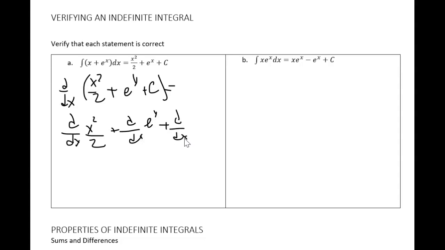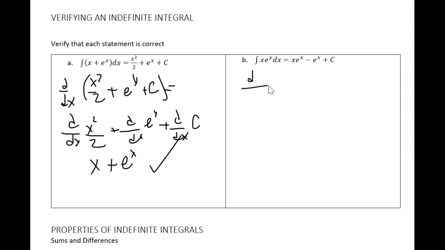d/dx of c, and we're going to bring down that 2. The 2's will cancel. We're left with x plus the derivative of e, which is e, and the derivative of c is 0. So it turns out that this one works. Let's verify the next one.